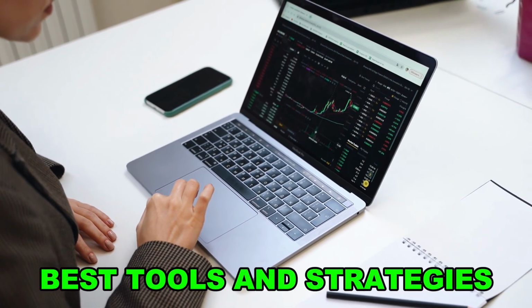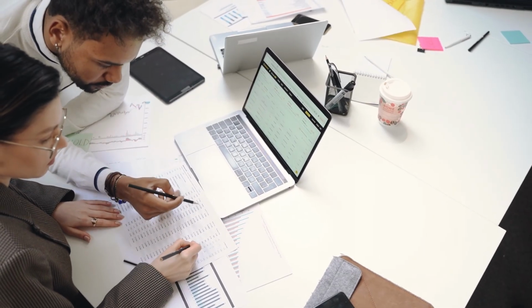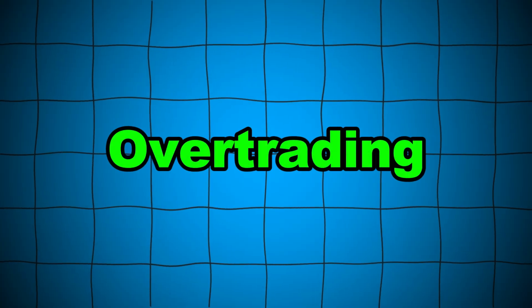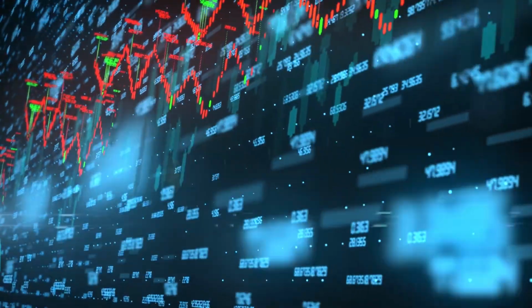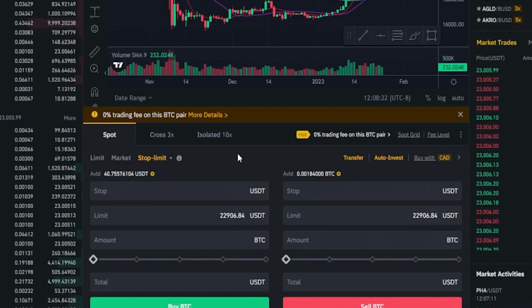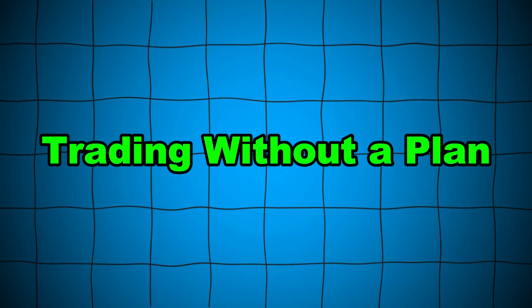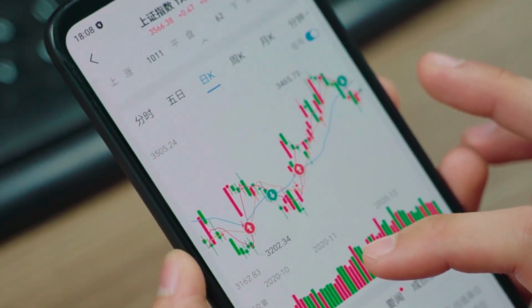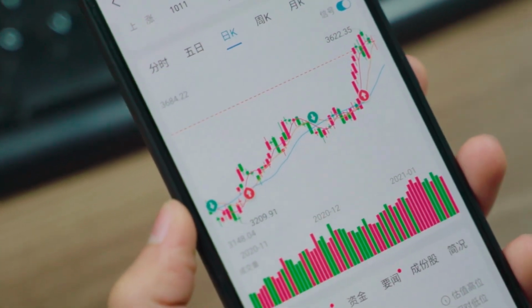Even with the best tools and strategies, it's easy to make mistakes in the stock market. Here are a few common pitfalls to watch out for. Overtrading. It's tempting to jump in and out of trades frequently, but overtrading can lead to losses. Stick to your plan and avoid making impulsive decisions. Ignoring stop losses. Always set a stop loss to protect yourself from significant losses. It's better to take a small loss and move on than to hold on to a losing trade. Trading without a plan. Never enter a trade without a clear plan. Know your entry and exit points and have a strategy in place for managing risk.